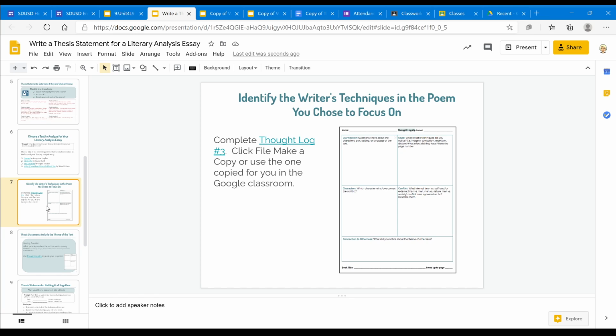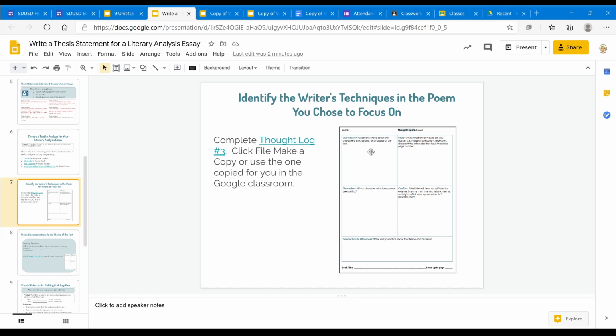To do this, complete the thought log, number 3, to determine which strategies you want to use for your essay. It's simplest to discuss one, but if you can tie 2 together, great, go for it. To decide on the strategy you want to analyze, think about which you have noticed so far in your poem. And your thought log will focus on techniques the author uses to develop the theme in your poem.